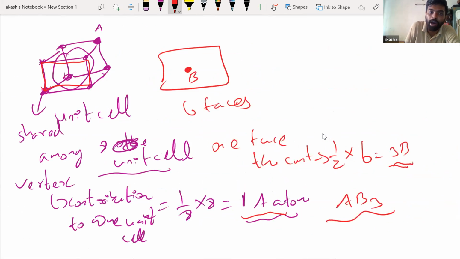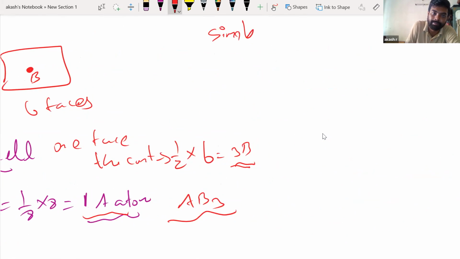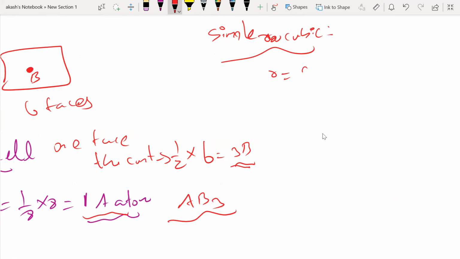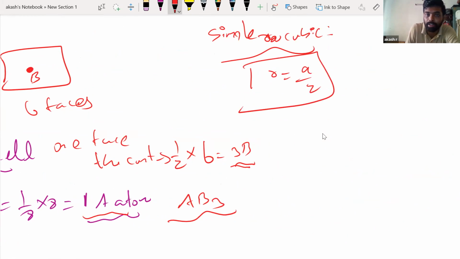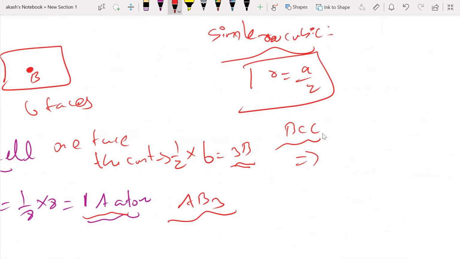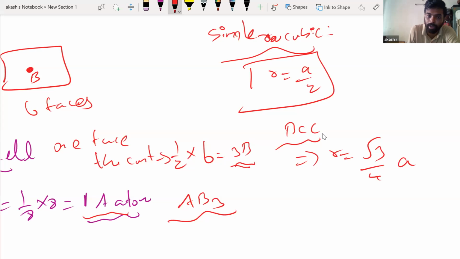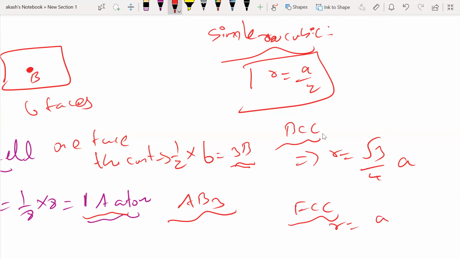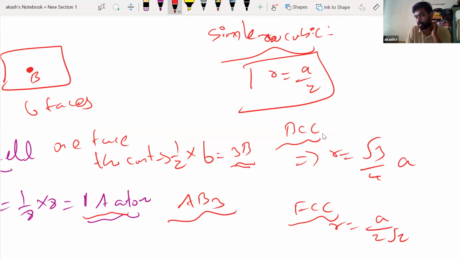Right. So now for your simple cubic, what is the relationship between A and R? R is equal to A by 2. Exactly. This is for simple cubic. And say if I go for BCC, body centered cubic, what is the relationship? R equals root 3 by 4A. Exactly. For FCC, what is the relationship? R is equal to A by 2 root 2. So if you remember these formulas, all you have to do is substitute the A value or R value, depending on whatever is given to you in the question.